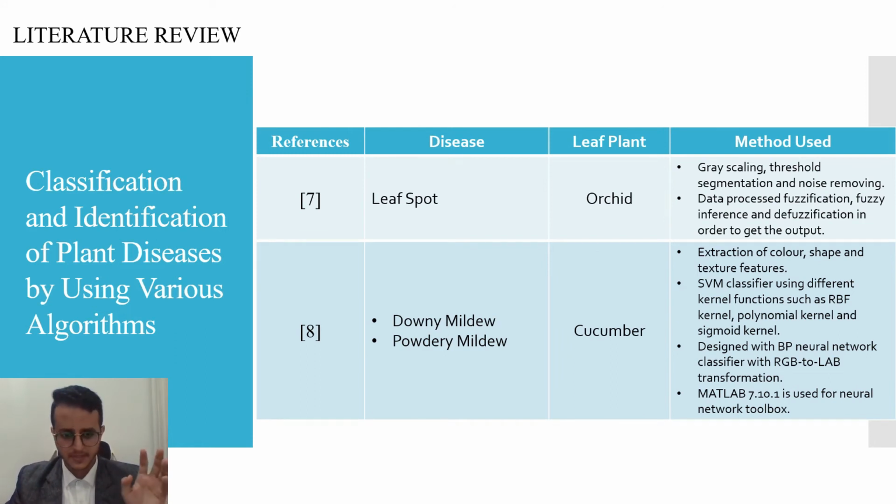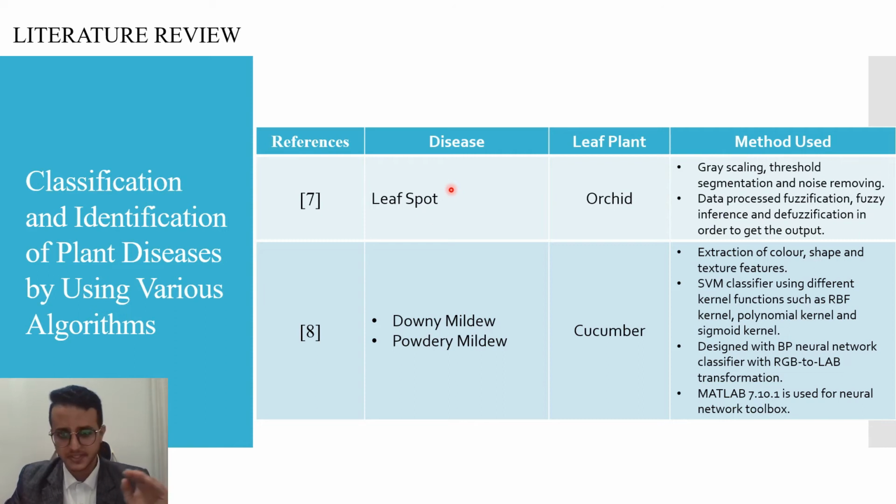In the fourth paper, we'll talk about the orchid leaf plant, and the disease that infected the orchid is leaf spot. The methods used for classification in this paper: 1. Grayscaling and noise removing for pre-processing or enhancement. And for segmentation, it is done by threshold segmentation. Data is processed by classification, fuzzy inference, and defuzzification in order to get the output.